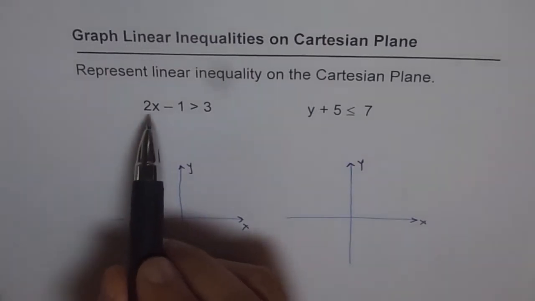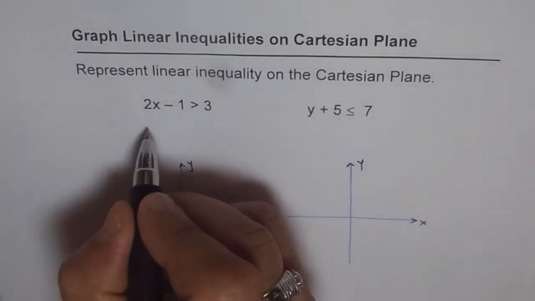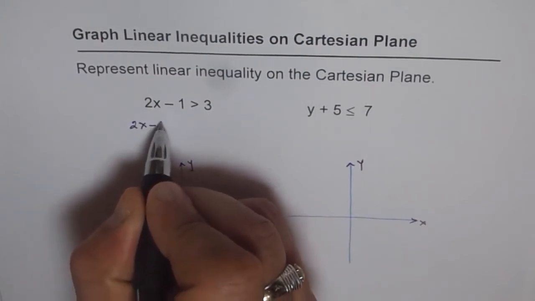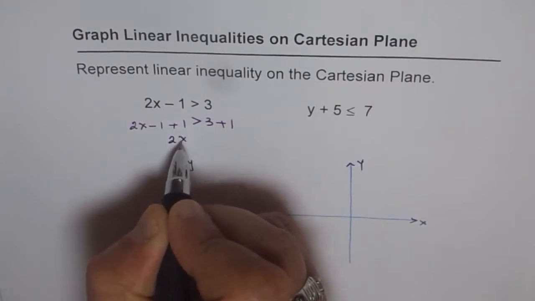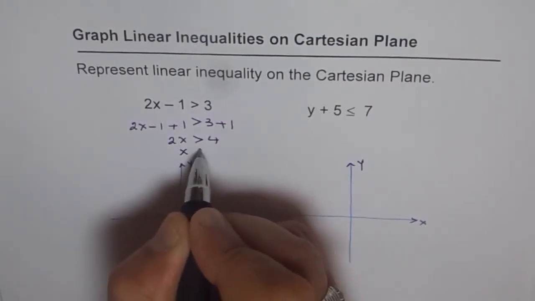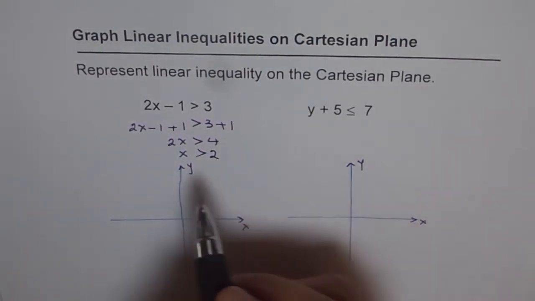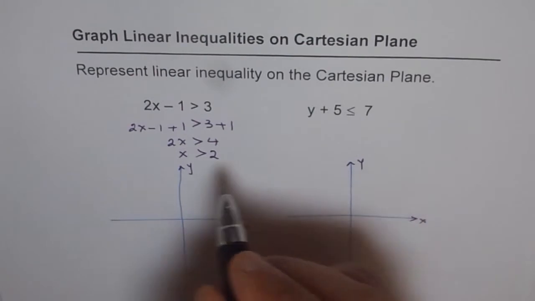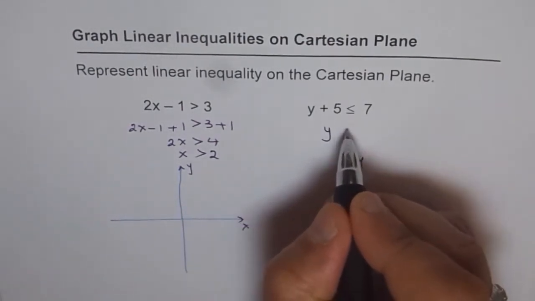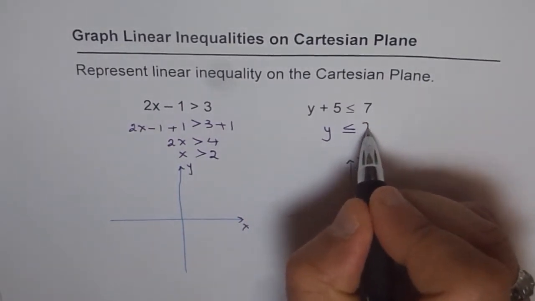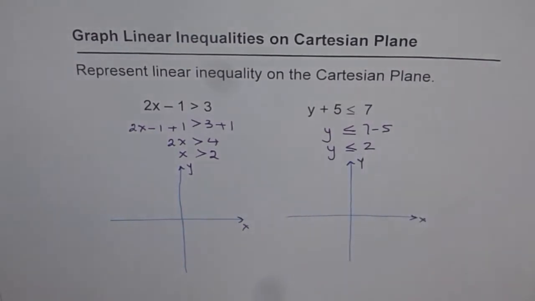So we have the inequality 2x minus 1 greater than 3. Let's simplify this. You could do 2x minus 1 plus 1 greater than 3 plus 1. That gives you 2x greater than 4, or x is greater than 4 divided by 2, which is 2. You can do the other one very similarly. You take away 5 from both sides and you get y is less than or equal to 7 minus 5, or y is less than or equal to 2, right? So these are the two inequalities.